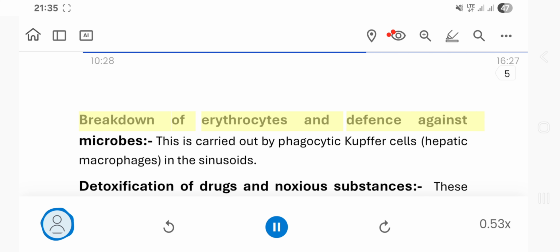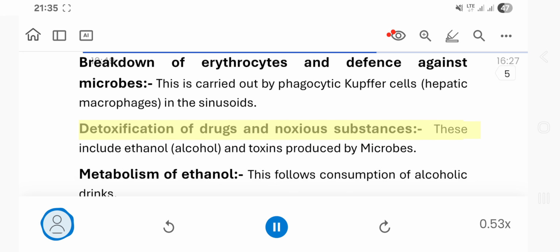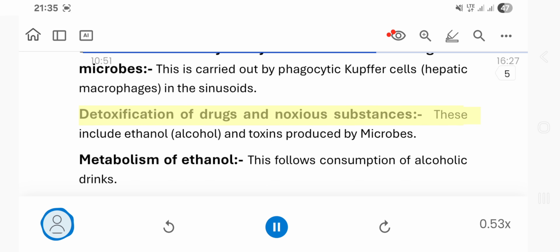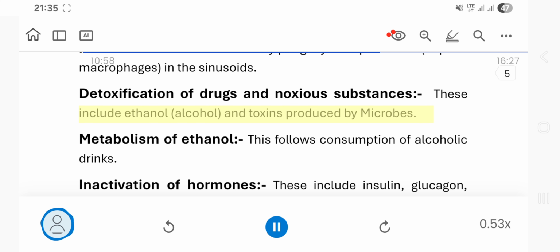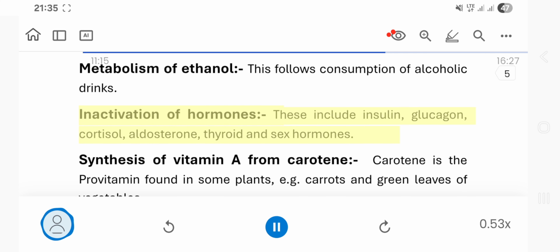Breakdown of erythrocytes and defense against microbes. This is carried out by phagocytic Kupffer cells in the sinusoids. Detoxification of drugs and noxious substances. These include ethanol and toxins produced by microbes. Metabolism of ethanol thus follows consumption of alcoholic drinks. Inactivation of hormones: these include insulin, glucagon, cortisol, aldosterone, thyroid and sex hormones.